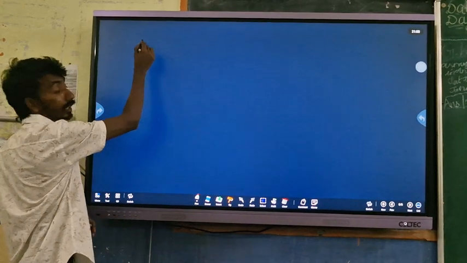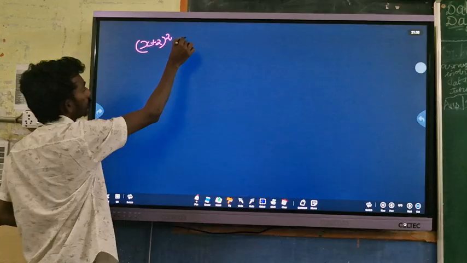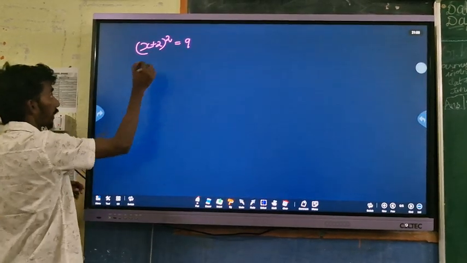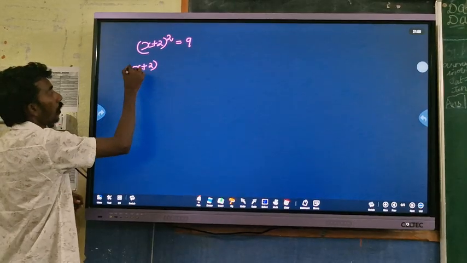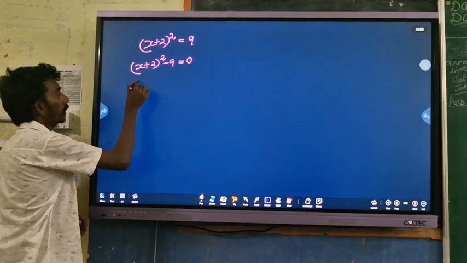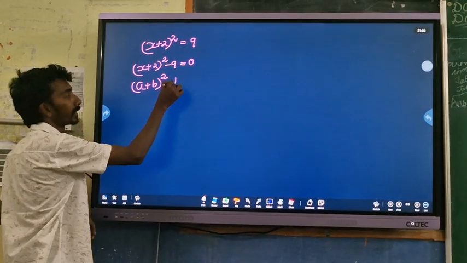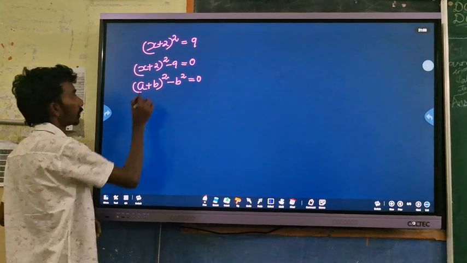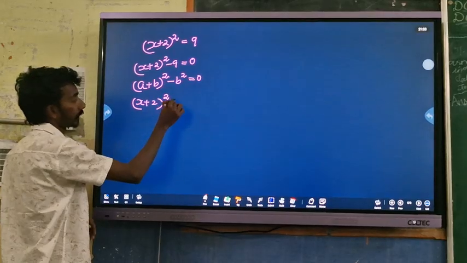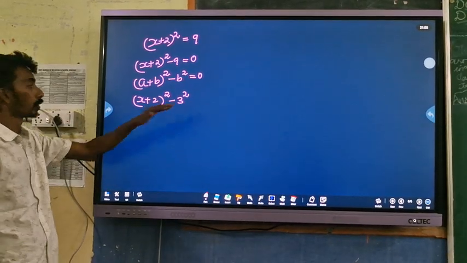So what did we get here? (x plus 2) whole square is equal to 9. So we can take the 9 to the other side: (x plus 2) whole square minus 9 is equal to 0. So we get the form (a plus b) whole square minus b square is equal to 0. So here we can write (x plus 2) whole square, and this 9 we can write as 3 square.